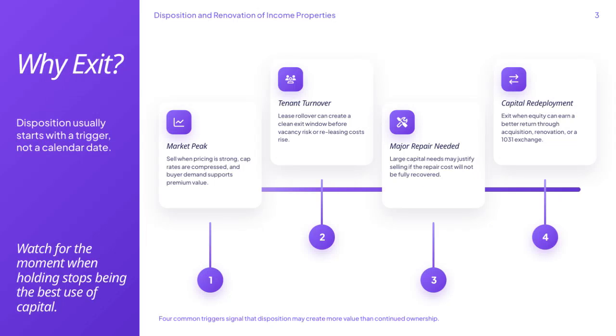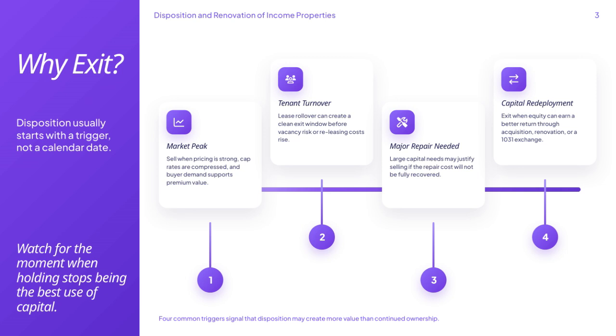When considering why to exit an investment property, it's important to recognize that disposition usually starts with a trigger rather than a fixed calendar date. The key is to watch for the moment when holding the property stops being the best use of your capital. One common trigger is the market peak. This is when pricing is strong, cap rates are compressed, and buyer demand supports premium value. Selling at this point can maximize your return.